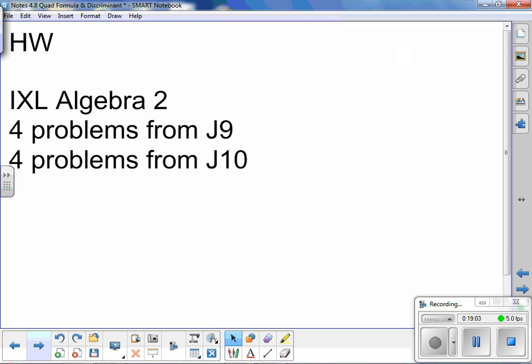So go ahead and go to the IXL website. Go to the Algebra 2 tab. I want you guys doing 4 problems from J9. That should be the quadratic formula stuff. And then 4 problems from J10, which should be the discriminant stuff. And then bring it in tomorrow, and then that's it. Okay? And bring me any questions if you have them. And obviously people have different questions because they're getting different problems, but still, we'll go over them. Okay, bye-bye. Bye.